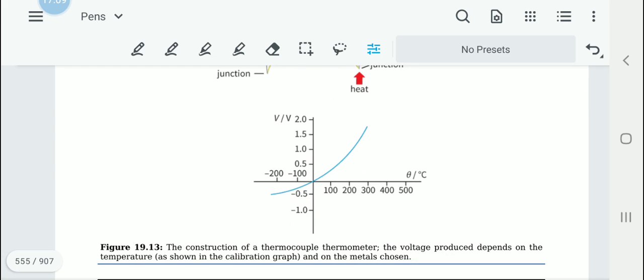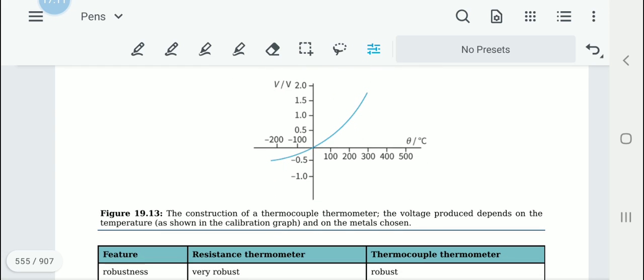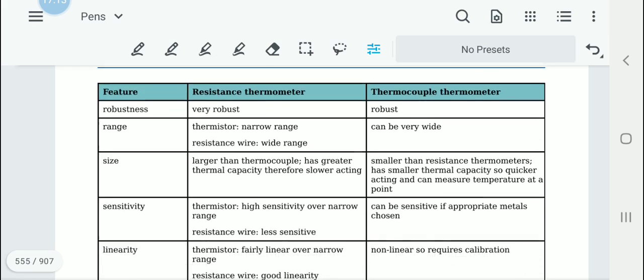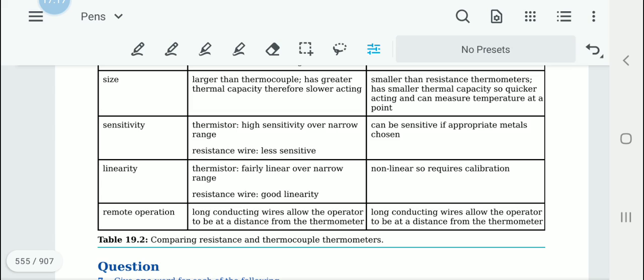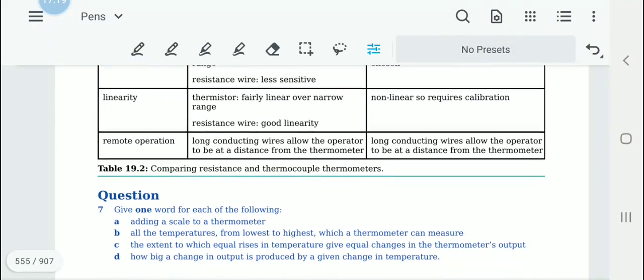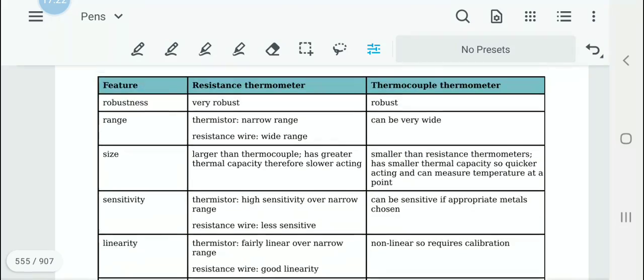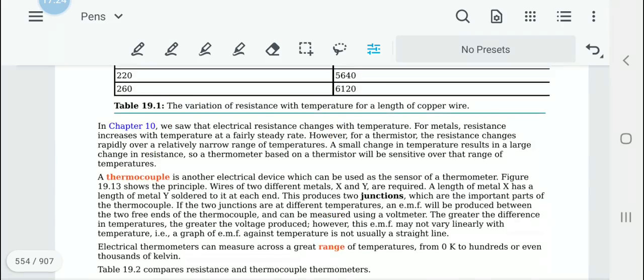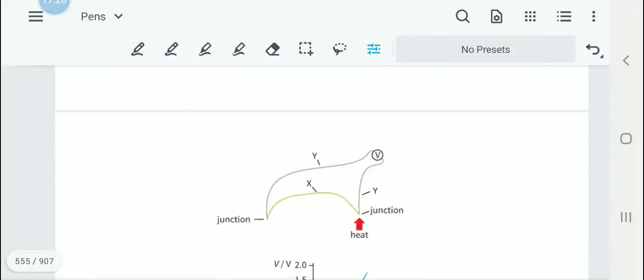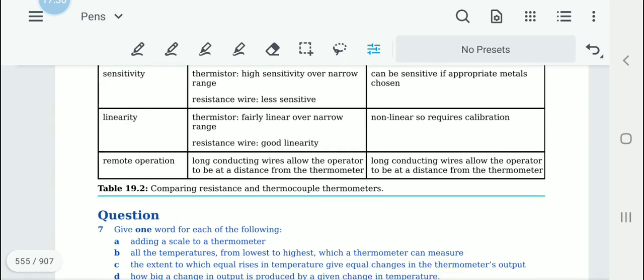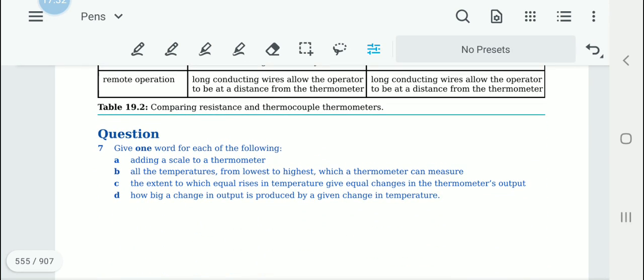Please draw this figure 19.13 and also write down the table 19.2 and do questions number 5, 6 and 7. After the end of the lesson, we will discuss these questions. If you have any further questions, please raise them.